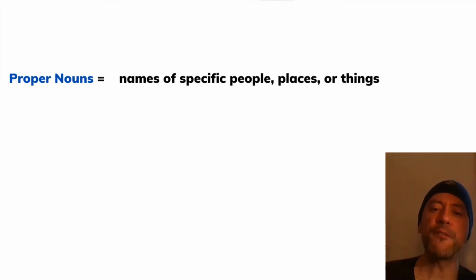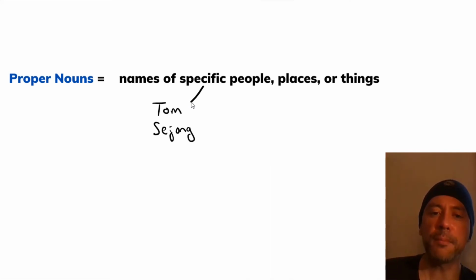There's one more type of noun that I want to talk about, and those are proper nouns. So proper nouns are names of specific people, places, or things. Let's look at some examples. So specific people, anyone's name. Tom, Sejong, Maria. Those are examples of proper nouns.